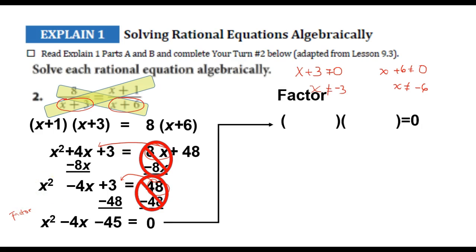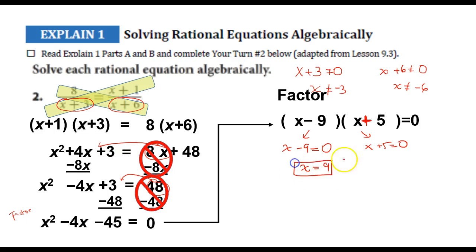And if you factor, that would be x minus 9 and x minus 5. Actually, that would be x plus 5, wouldn't it, right? So I'm going to go ahead and fix that. And if we work that out, that would be x minus 9 equals 0 and x plus 5 equals 0. That means my solution is either x equals 9 or x can be -5. And since none of these are excluded values, these are my solutions.